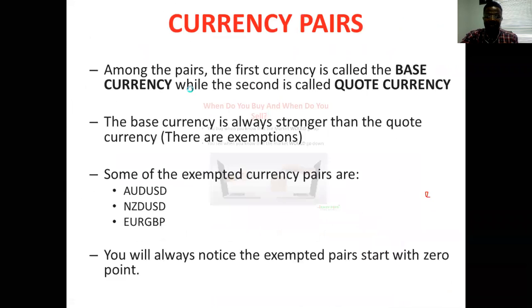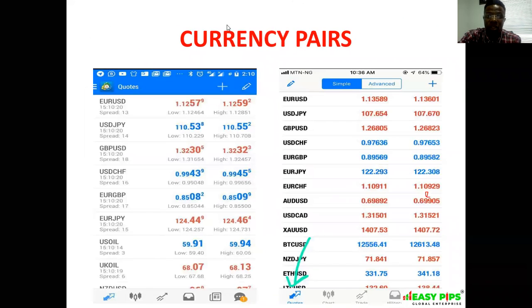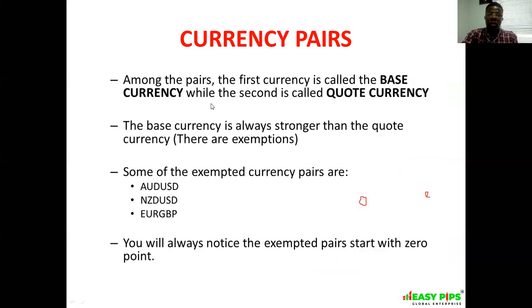You would notice that the exempted pair always starts with 0 point something. Part of the exemption is USD CHF. You can see that it started with 0 point something. EUR GBP started with 0 point something. AUD USD started with what? 0 point something. So the exempted pair always starts with 0 point. Let's move on.